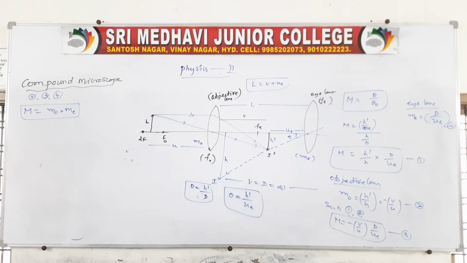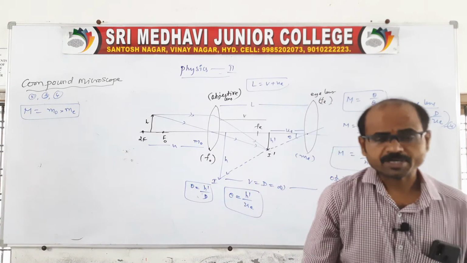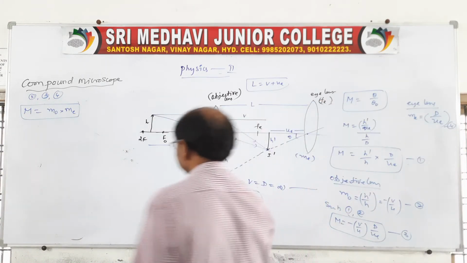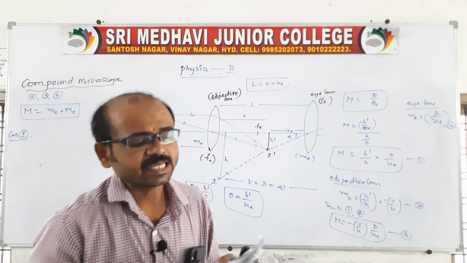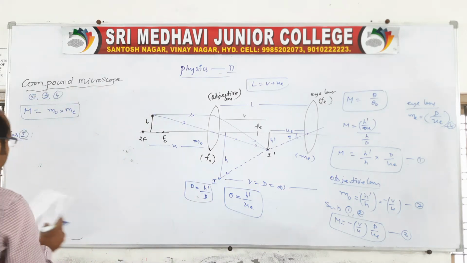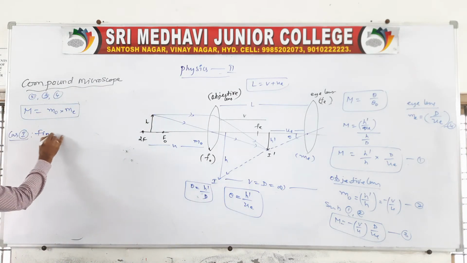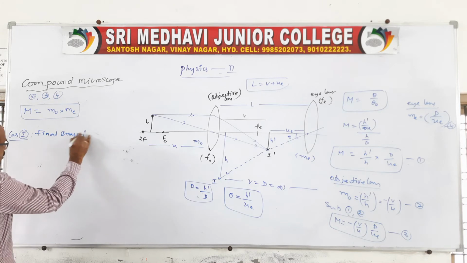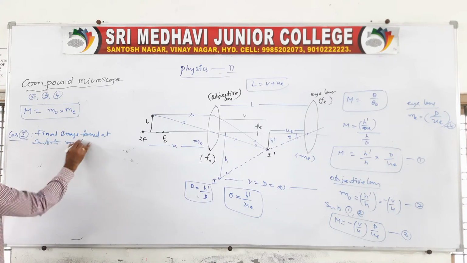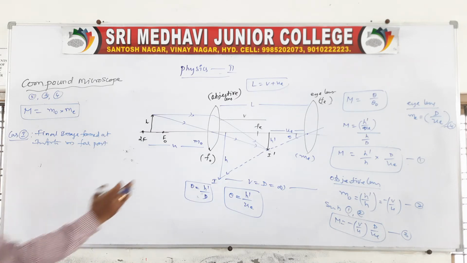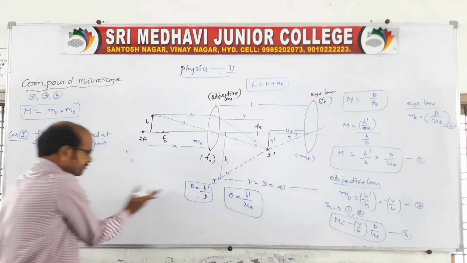Now I want to tell you the cases by using this compound microscope. Suppose, case 1: if the final image is formed at infinity, or we can say at the far point. When the final image will be formed at infinity, that means by using this, the image will be formed at the far point.